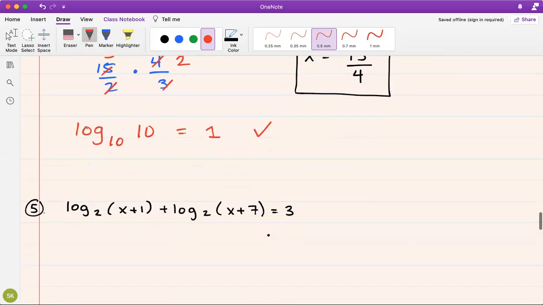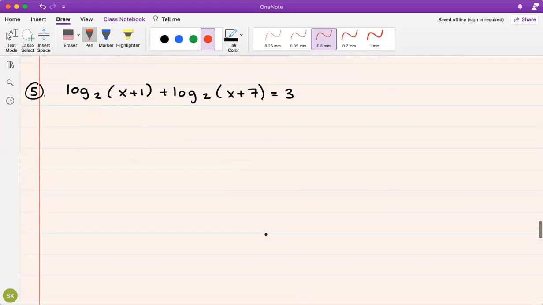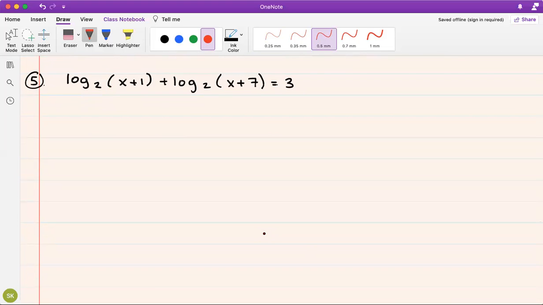Okay, let's go to the next problem. Here I have log base 2 of x plus 1 plus log base 2 of x plus 7 is equal to 3. Okay, pause the video, put these logs together, and then switch to exponential form, and I'll meet you there.